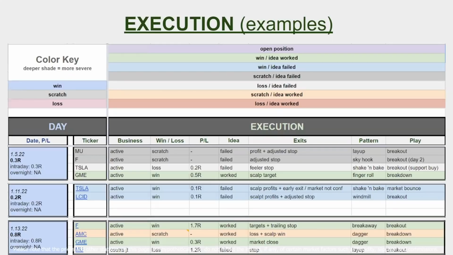But generally, if I won on an idea that worked, I'm going to color it green, right? And if I lose on an idea that worked, I'm going to color it red. If I lose on an idea that failed, it's going to be white, because essentially that's what's supposed to happen, right? So I'm not going to beat myself up for losing on an idea that failed, right?